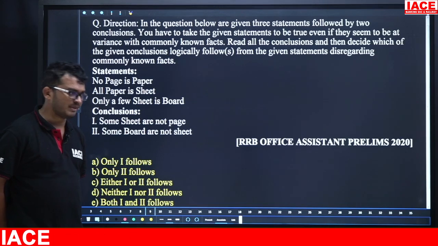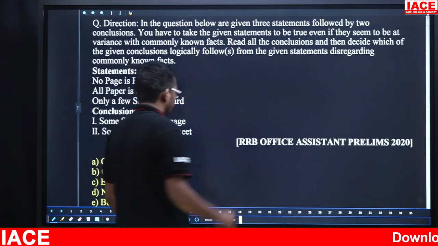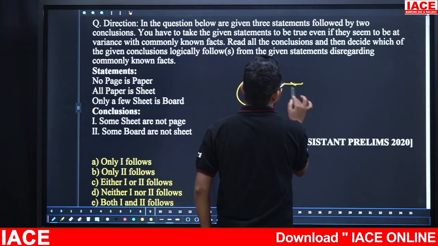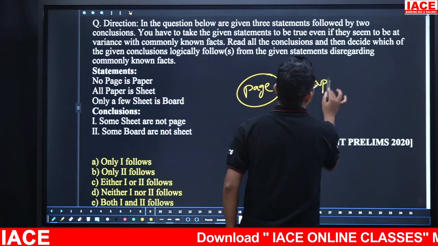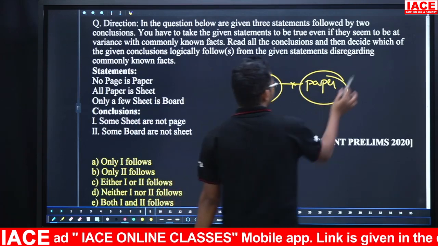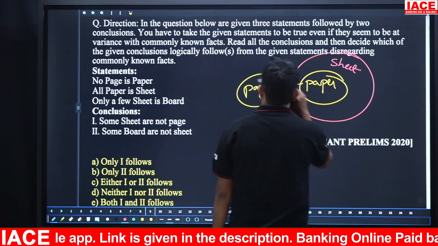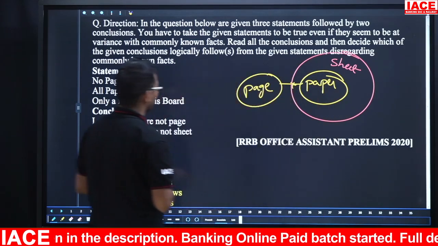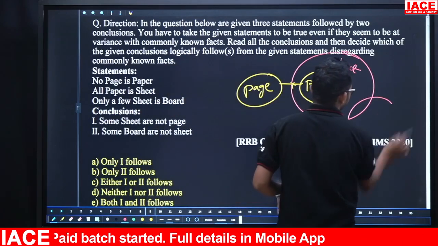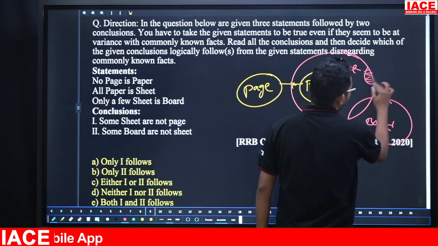Yes, time up. Here the given statement is no page is a paper. Friends, take care. Page. This no page is a paper. Next one is all paper is a sheet. Friends, take care. Paper. This all paper is a sheet. These are the given statements. Next one, one more statement is there. Only few sheet is a board. Some part of sheet is a board. At the same time, some part of sheet is not board.